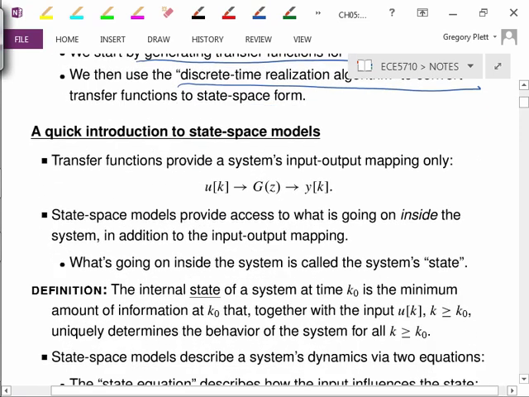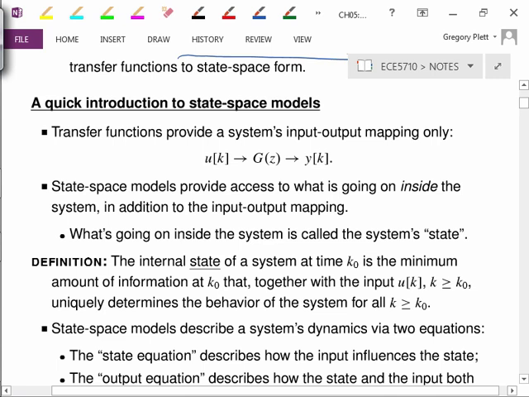So let's get started. A quick introduction to state space models. A transfer function is something that I hope you've seen before in some course. I certainly hope that you have seen Laplace domain transfer functions, and I'm sure you have in at least a differential equations course, but almost certainly in a circuits course as well, and maybe even some others.